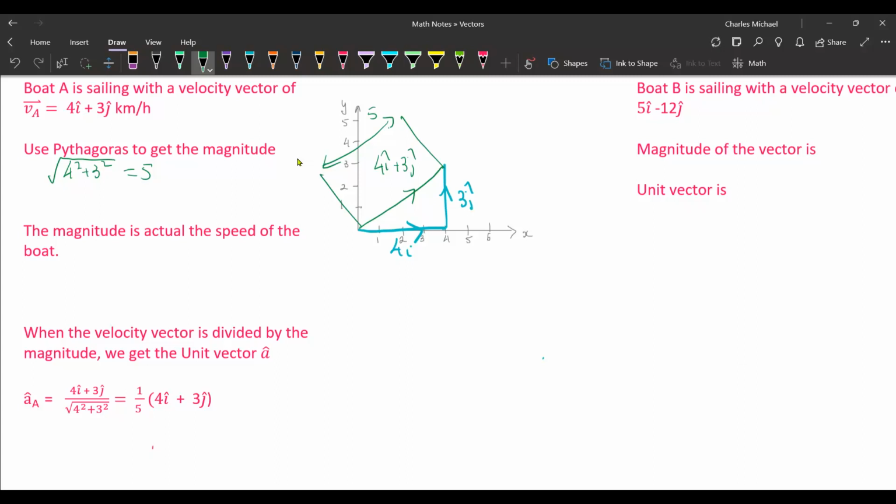Now, this magnitude of 5 represents the actual speed. The speed is in the same unit as the velocity vector. So the speed will be 5 kilometers per hour.